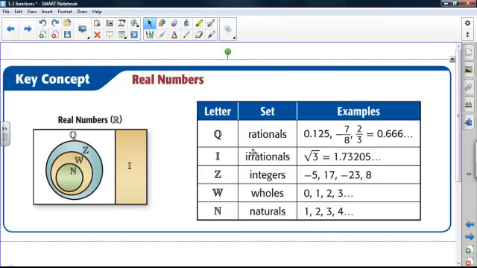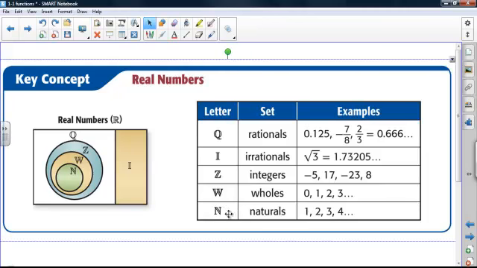Within the rational numbers, you have the integers. If over here in this Venn diagram, you see this circle inside this square Q. These are the integers. Integers are negative and positive whole numbers, including 0. Inside the integers, we have the whole numbers. The whole numbers are 0, 1, 2, 3, etc. Within the whole numbers, we have the natural numbers. And the natural numbers are 1, 2, 3, 4, etc.